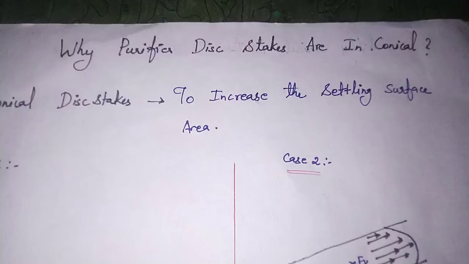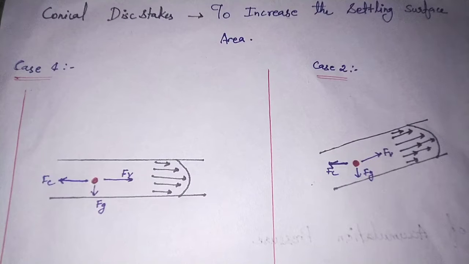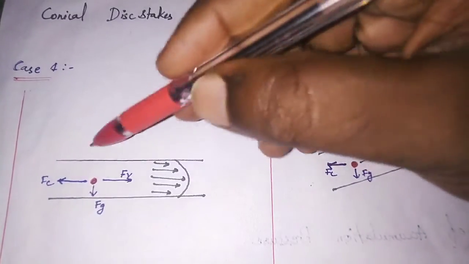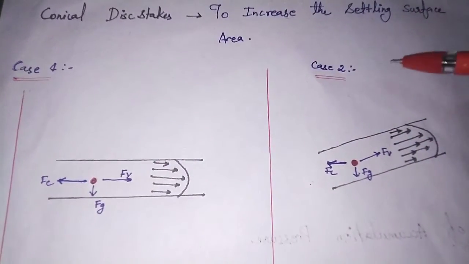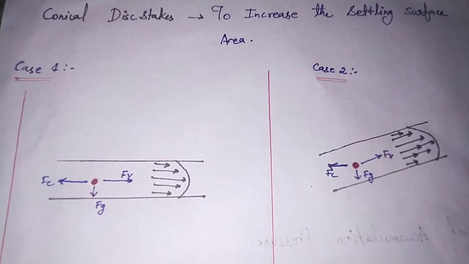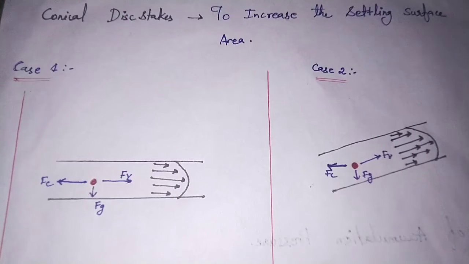The main reason for disc stacks being conical in shape is to increase the settling surface area of the purifier. So let's see how conical disc stacks increase the settling surface area. For that we have to see two cases. In the first case we have straight disc stacks. In the second case we have inclined, that is conical, disc stacks. Let's see what will happen in both.